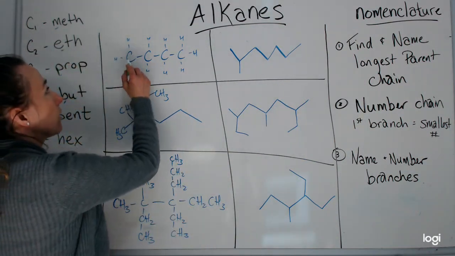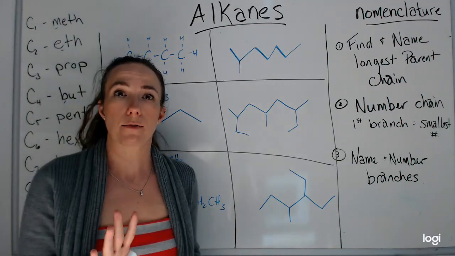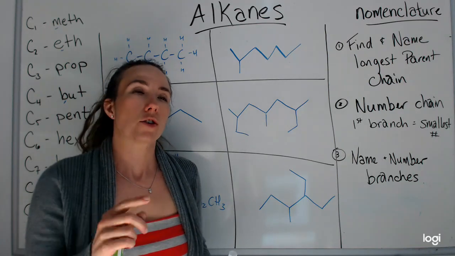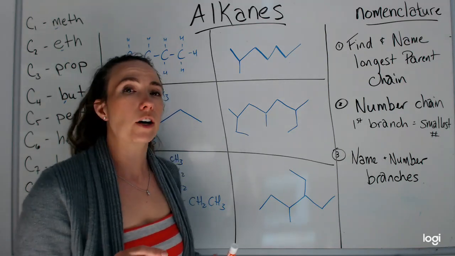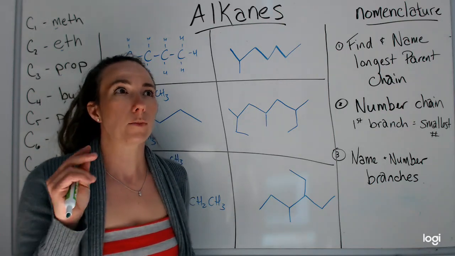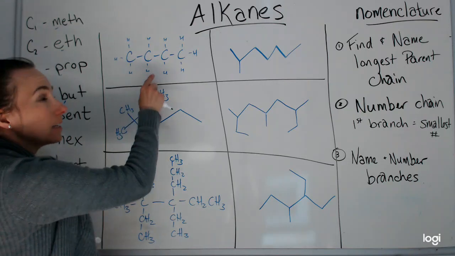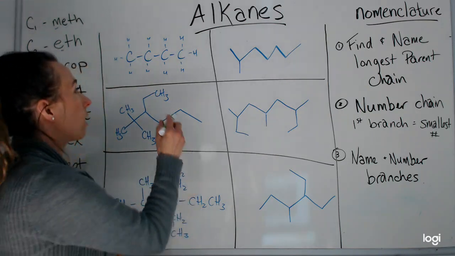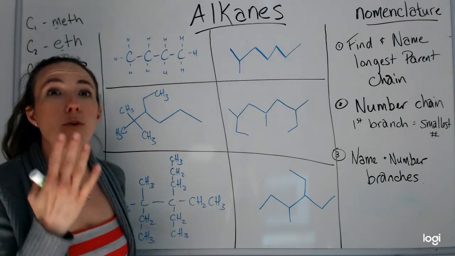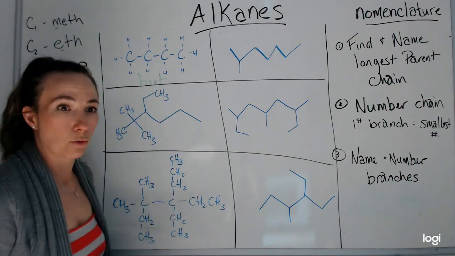And so here I can see that there's 1, 2, 3, 4 carbons. Remember, every carbon has 4 bonding electrons, so they should have 4 sticks coming off of every carbon. And every hydrogen should only have 1 stick coming off of it because it only has 1 bonding electron. So I can see that I have 4 carbons here. So the way I say 4 in organic chemistry is bute. So bute is what I write down.